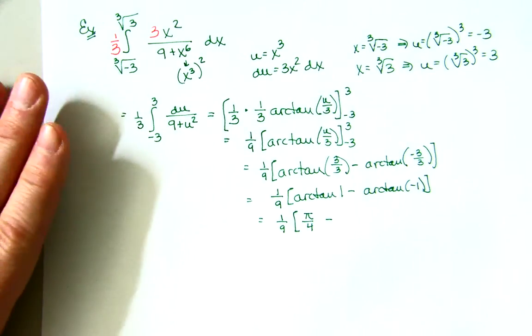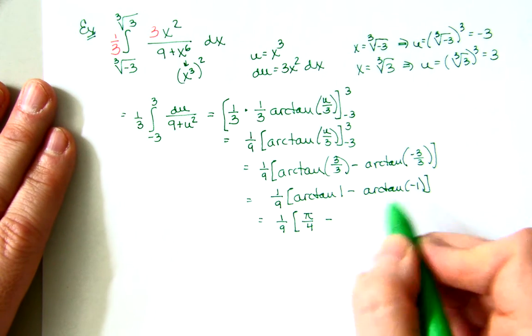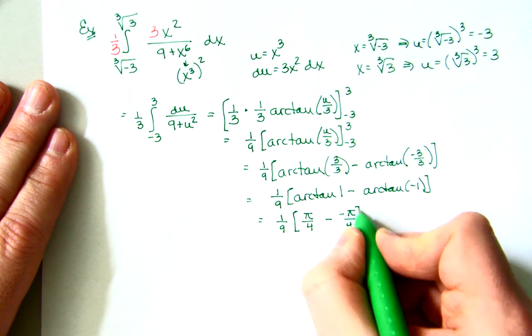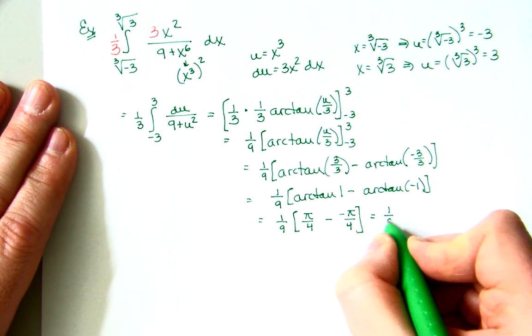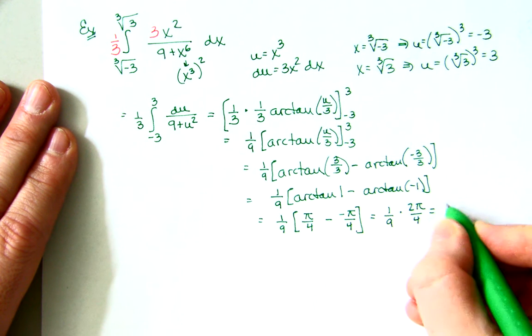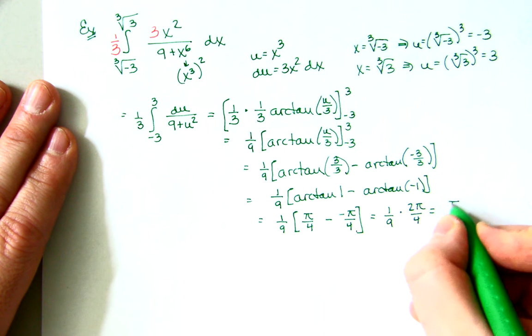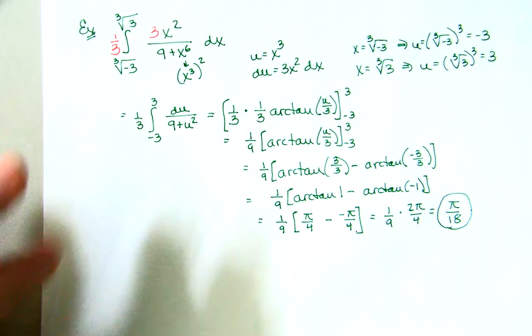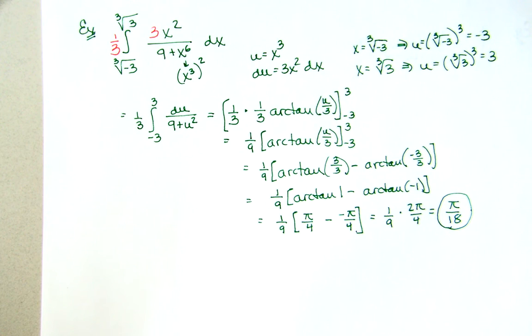And what's the arctangent of negative 1? Remember, we're looking in quadrants 1 and negative 1. Actually, here we should be looking in quadrant negative 1. We're going to get negative pi over 4. Well, that's 1/9 times 2 pi over 4. You can cancel out the 2's there, and you're going to get pi over 18. That definite integral, the signed area under that function, is pi over 18.